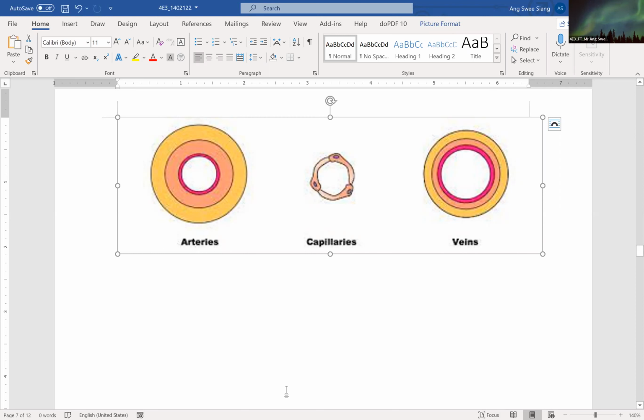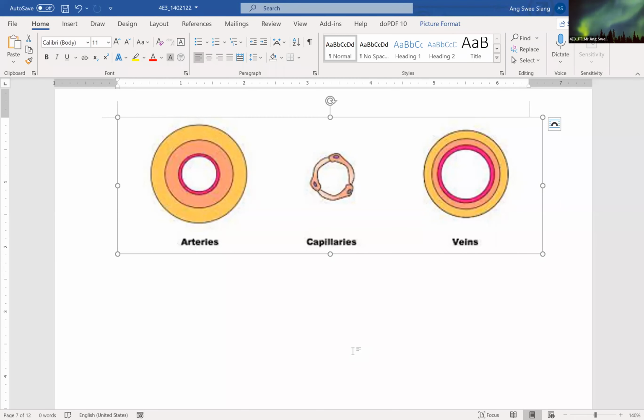David. Okay, David, can you describe one thing about the diagram? One difference between artery and vein, or between artery and capillary. Any differences or any similarities that you can see? Very good. You can sit down.